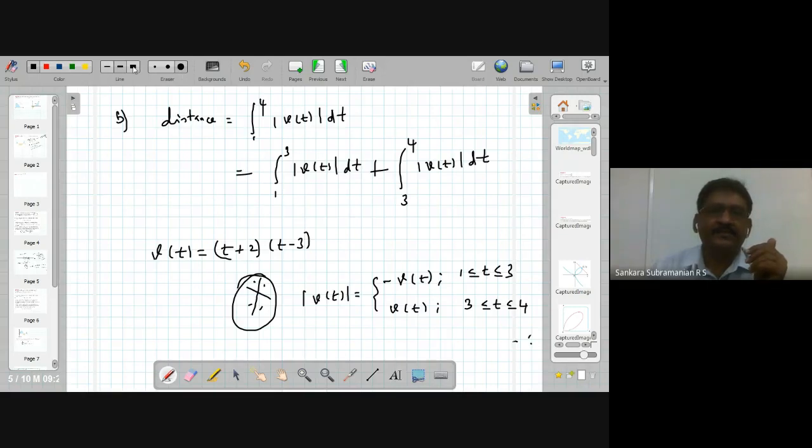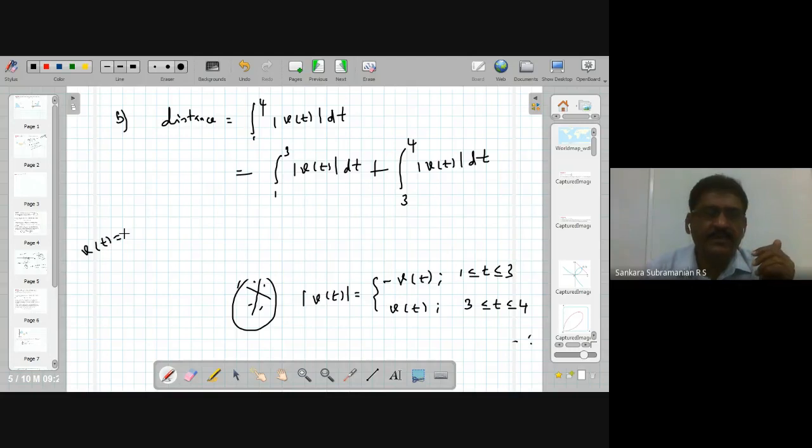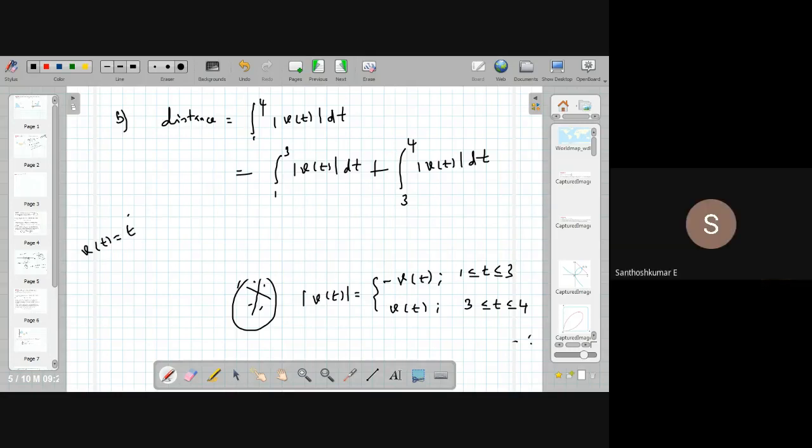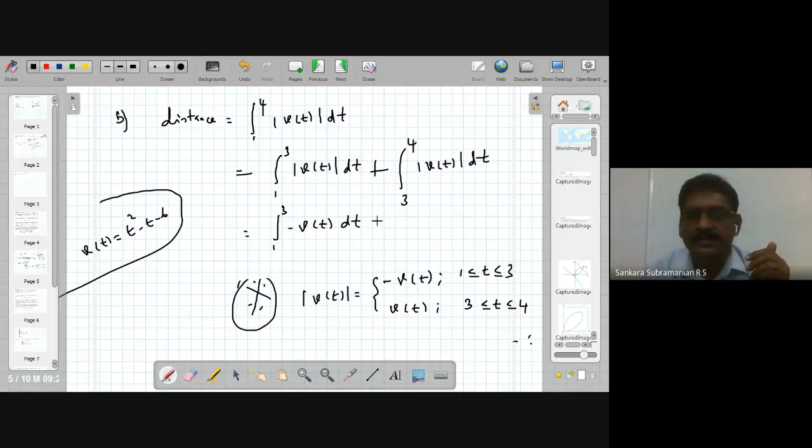In these subintervals, what will you write in place of modulus of v of t? Minus v of t. And what is v of t? First tell me. t square minus t minus 6. This we know. So this is equal to integral 1 to 3, where modulus of v of t in this interval is minus v of t dt, plus integral 3 to 4 plus v of t dt.